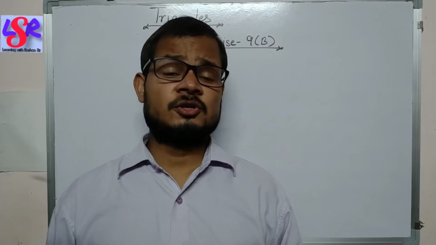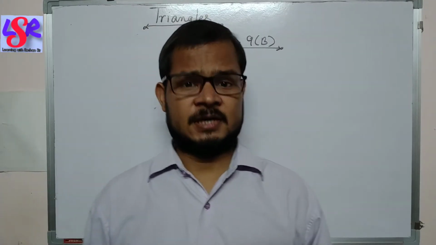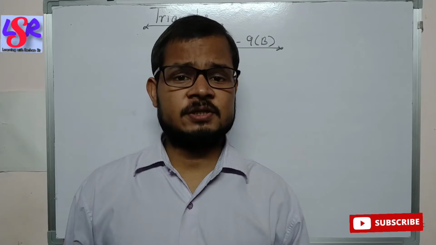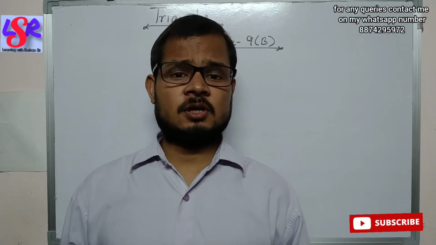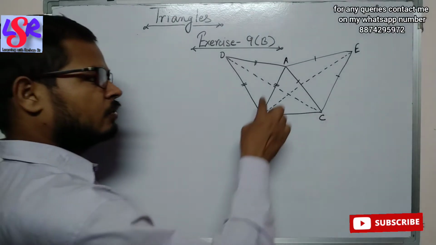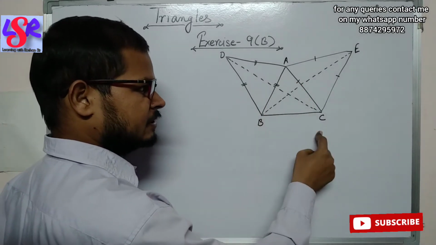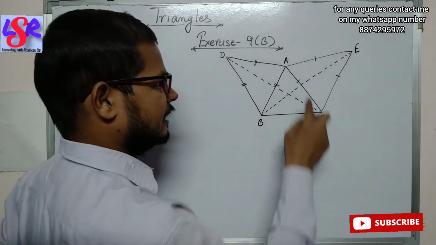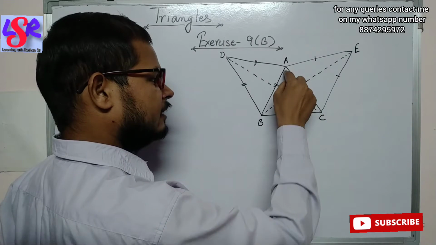Hello everyone, here we are going to start with exercise 9b of the chapter Triangles, which is based on congruency of triangles. Now let's see question number 1. Here in question number 1 we have been given the triangle ABC and we have two equilateral triangles, on AC and AB.